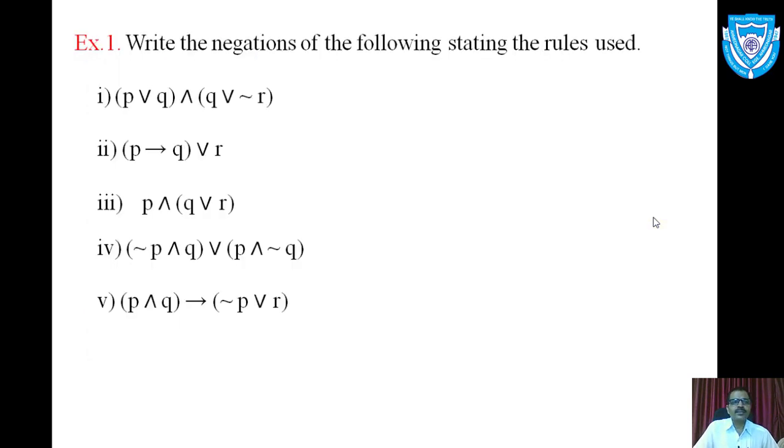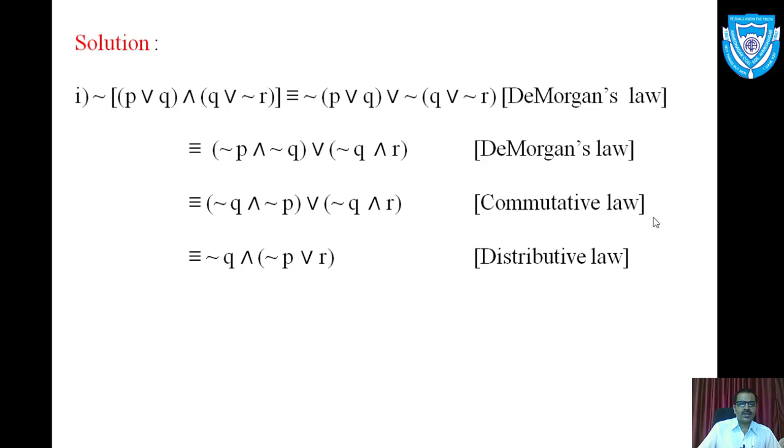Let us discuss some solved examples depending on the theoretical part we have studied up till now. Write the negations of the following, stating the rules used. The first one: P or Q, and Q or negation of R. We want to obtain its negation. So we can use different laws, just as we already discussed.